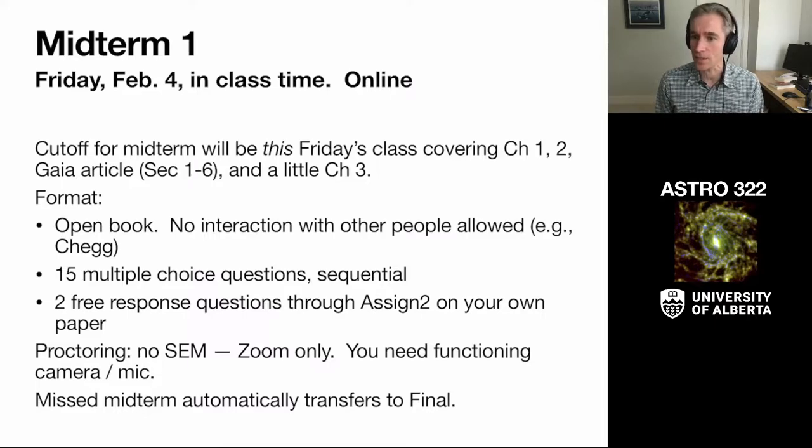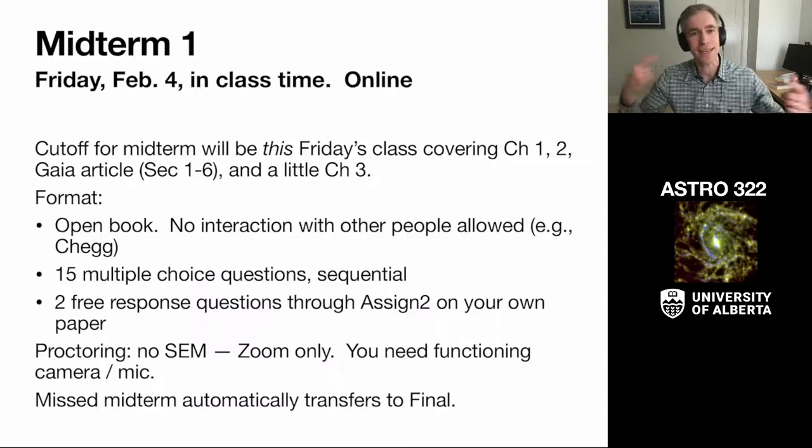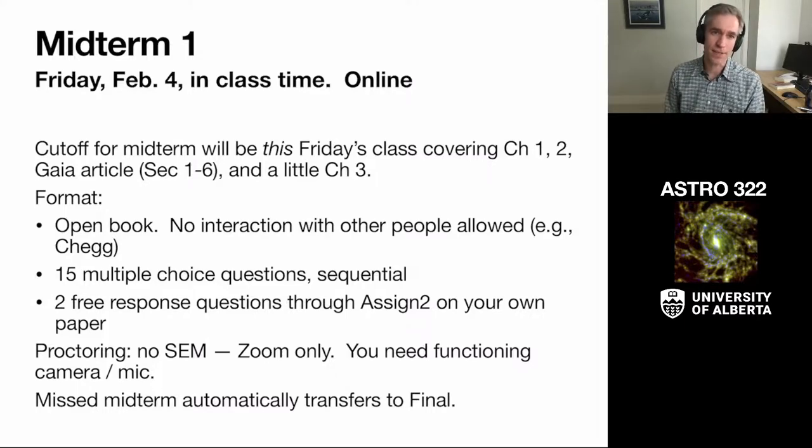So the format, based on your votes last time, is that it should be open book. This means that there should be no interaction with other people allowed. This should go without saying, but you'd be surprised at the things that somehow need to be said anyways. The format is there'll be 15 multiple choice questions, sequential. I think it has to be sequential because we are doing this open book, so that means that everybody has to have different multiple choice questions at different times so that you can avoid the obvious failure mode of just having them all available and working through them and messaging each other. I'm under no illusions that this is a secure testing format given the way we've set this up, but I'll talk a bit about the midterm's purpose in a bit.